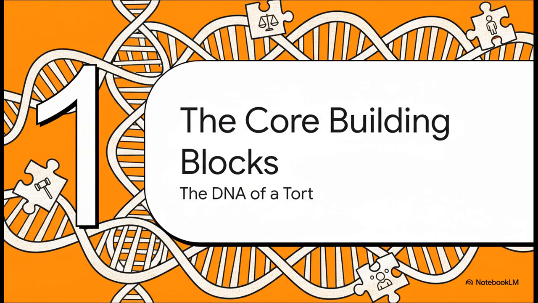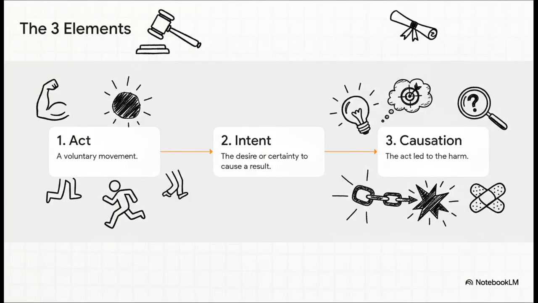Now, here's what's so cool about this. Most of these intentional torts are all built from the same three basic pieces. It's like the legal DNA of a wrongful act. And once you get this simple structure, the whole system just clicks into place. And here they are: act, intent, and causation. That's it. First, you need a voluntary act, a conscious movement. Second, you have to have intent, and this is a really big one we're going to dig into. And third, causation. The act actually had to cause the harm.